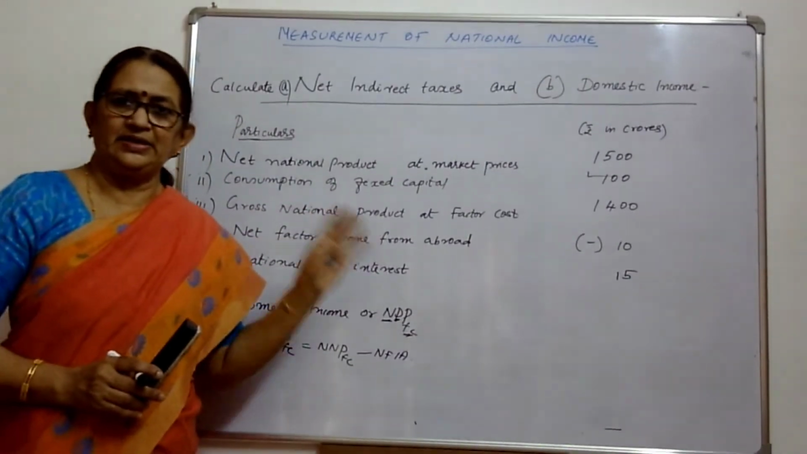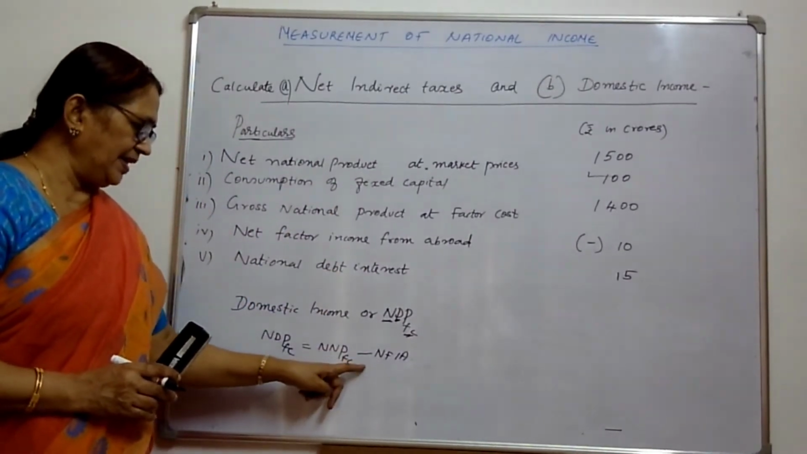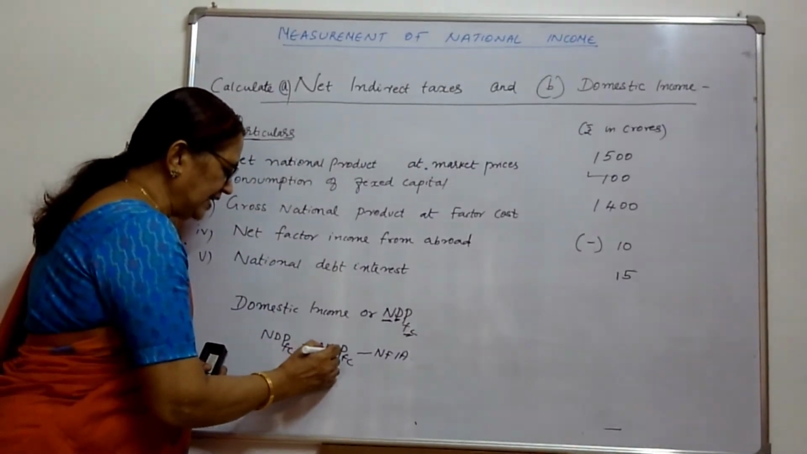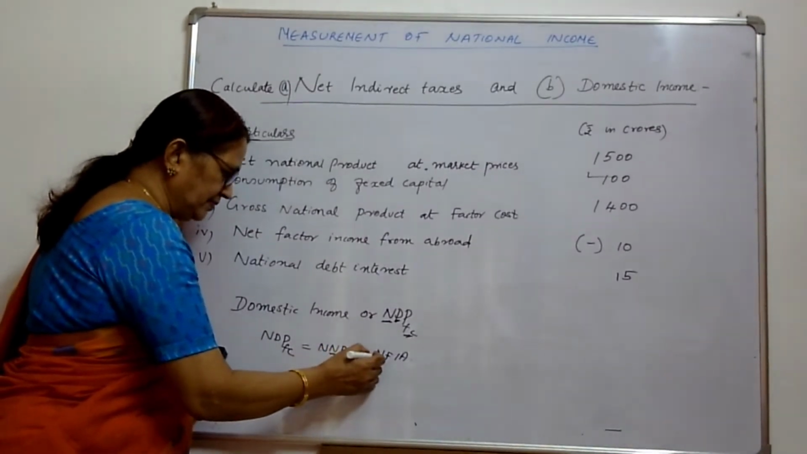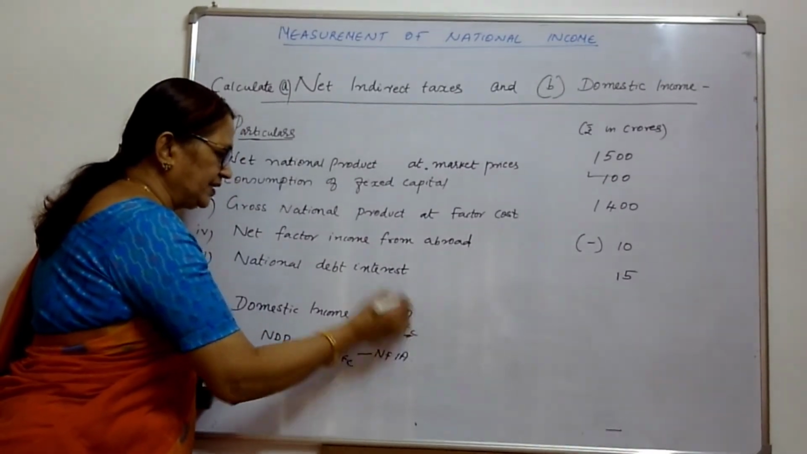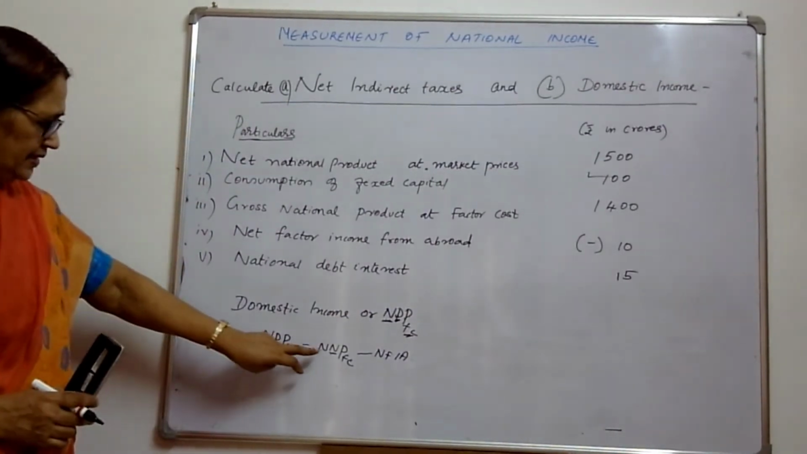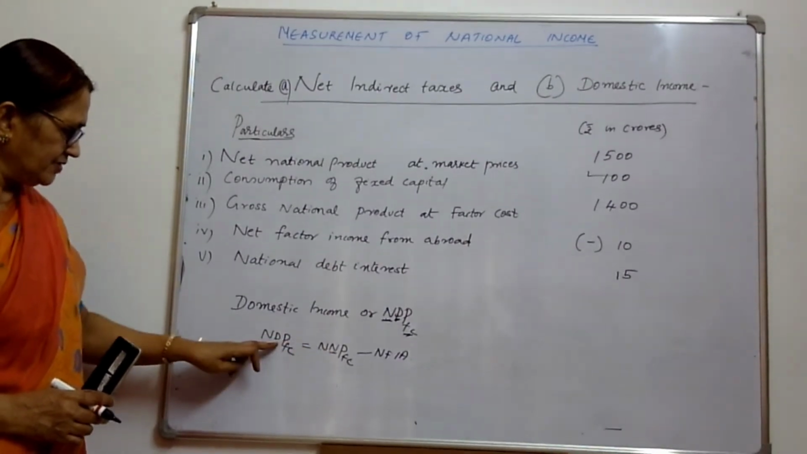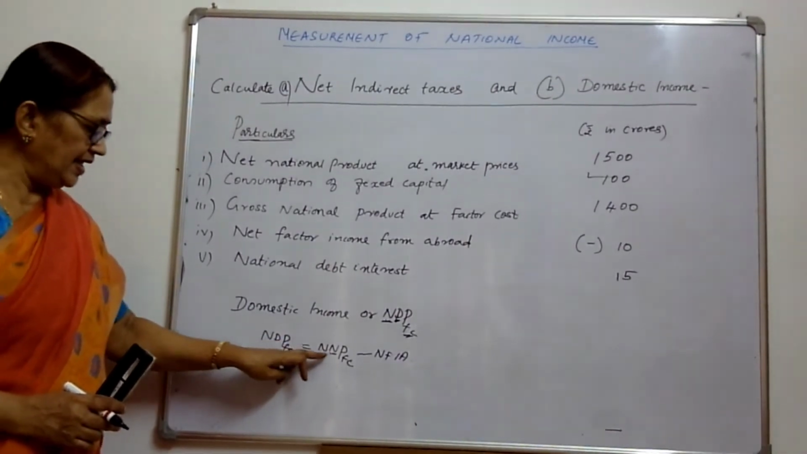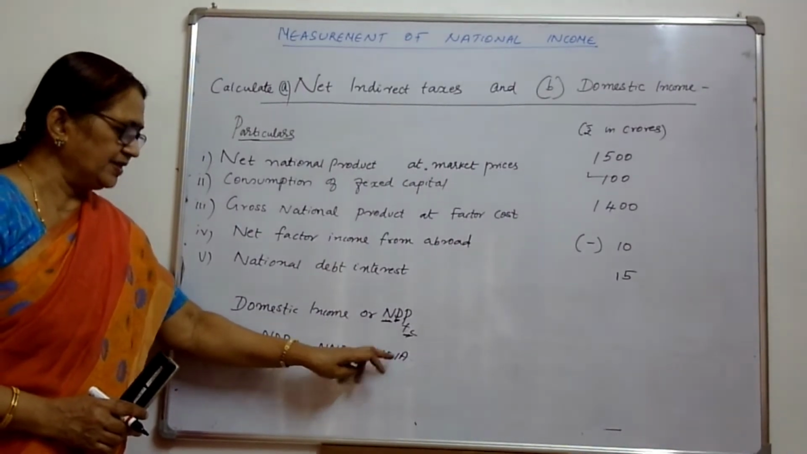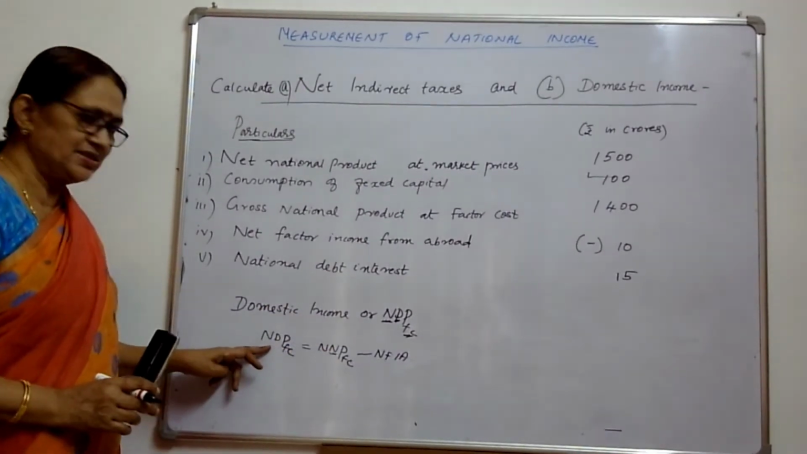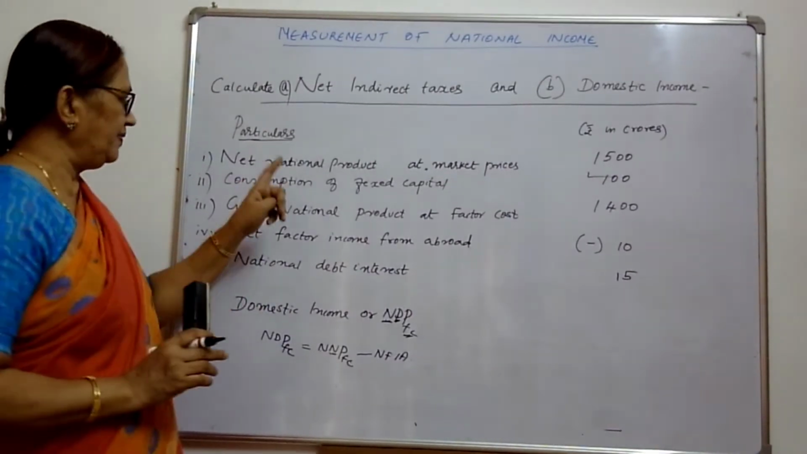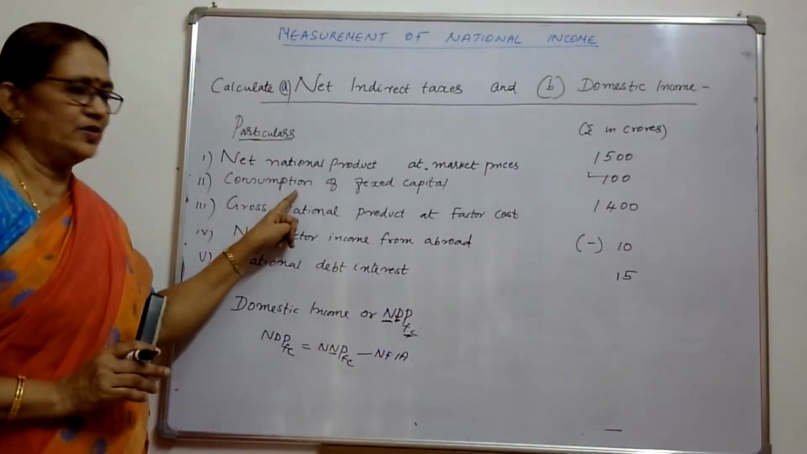Okay, the direct method: NNP at factor cost minus NFI. That means this national concept, net national product at factor cost, becomes net domestic product at factor cost. Net national product at factor cost, that is national, becomes domestic. For that, NNP at factor cost minus net factor income from abroad. This domestic income does not include income from abroad. So we will check whether NNP at factor cost is given here.